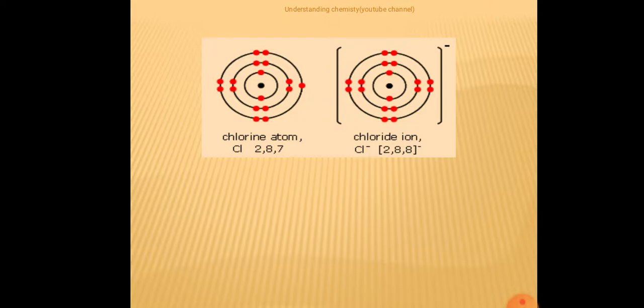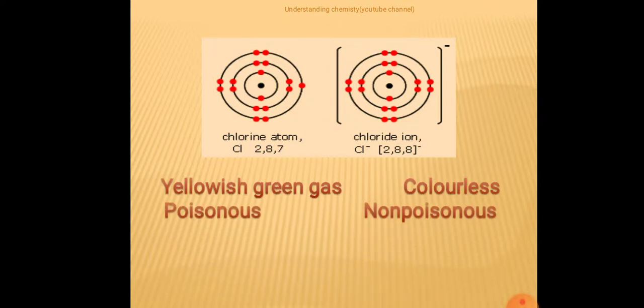Now let us compare the properties, as we have already learnt about chlorine because it is one of the practical parts. It is a yellowish green gas, whereas chloride ion is colorless. When we compare the toxicity, chlorine atom as such is poisonous whereas chloride ion is non-poisonous. Chlorine, because it is a gas, has a suffocating odor, whereas chloride anion is odorless. Chlorine is very active chemically.